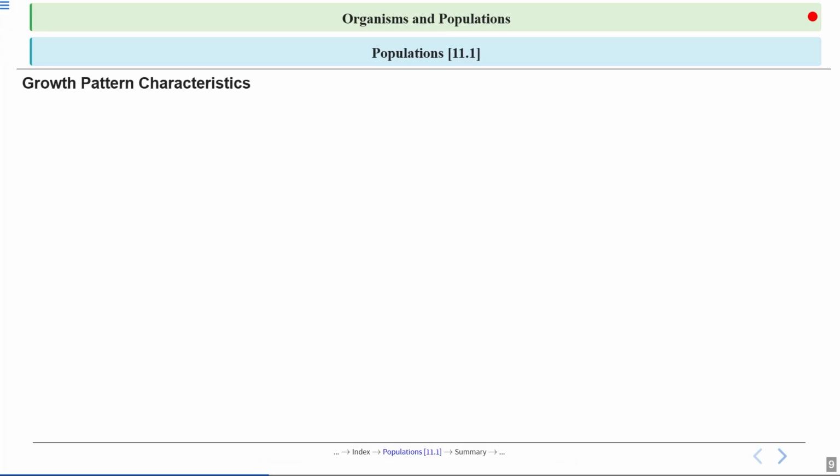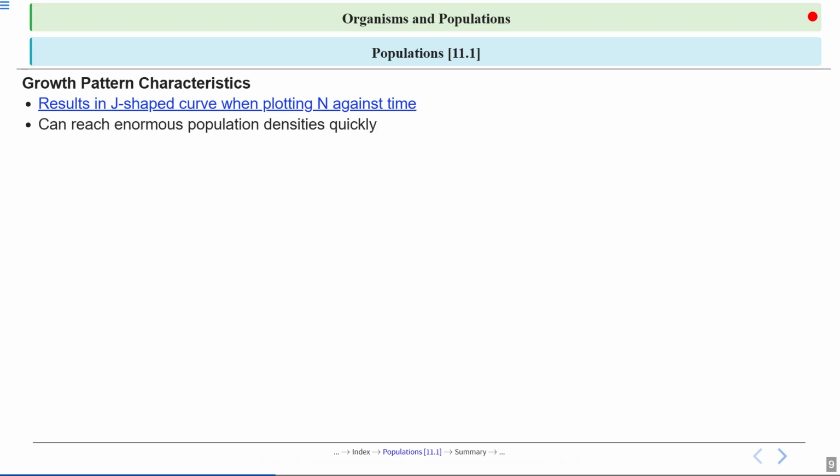Now, what are the characteristics of this growth pattern? It results in a J-shaped curve when plotting N against the time. What is N here? N is the population density. So you get a J-shaped curve here when you plot population density or population size against the time. This curve indicates exponential growth, where the population size increases rapidly over time.